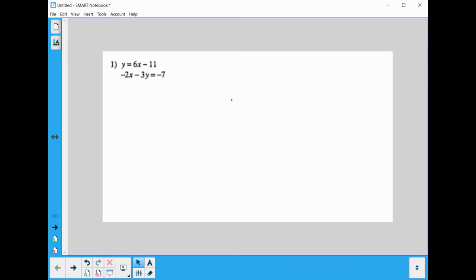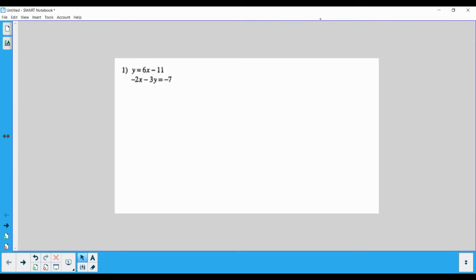Okie dokie. So let's take a look at this problem, which we're going to solve using substitution. First thing we always check to see is if one of the equations is isolated. If I look at my top equation, the answer is yes, this equation is isolated because we have y by itself on one side and 6x minus 11 on the other. So we would say that y is isolated.